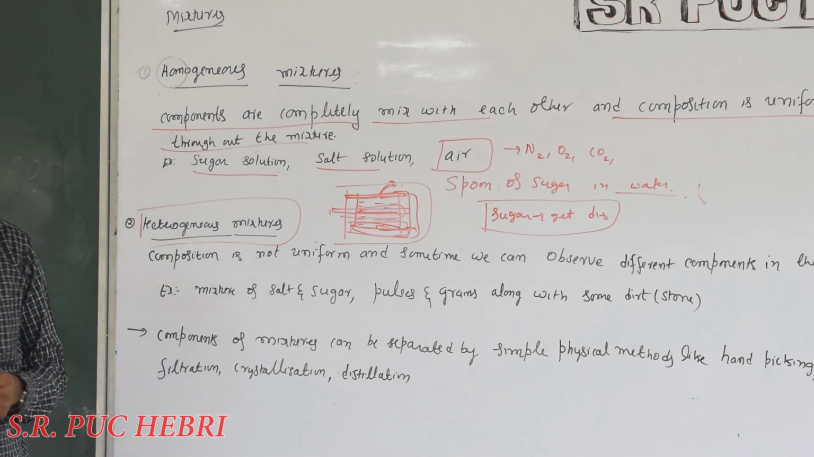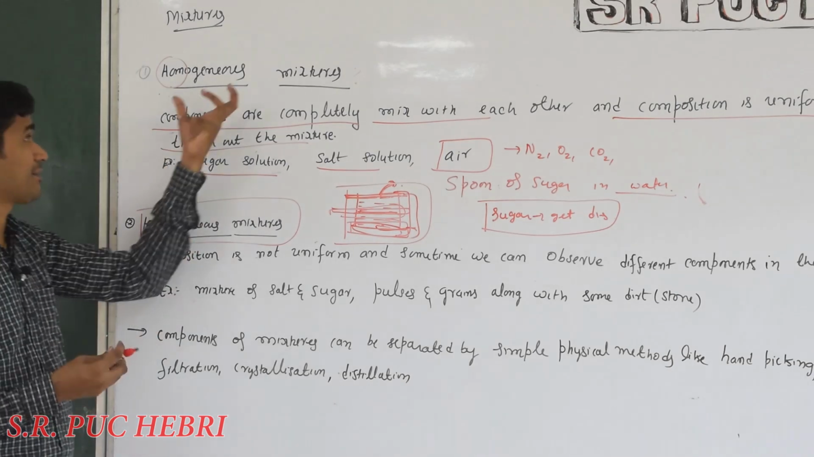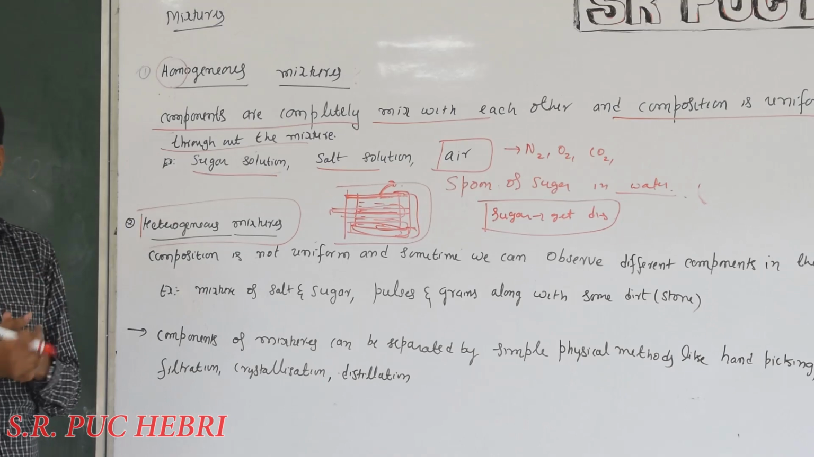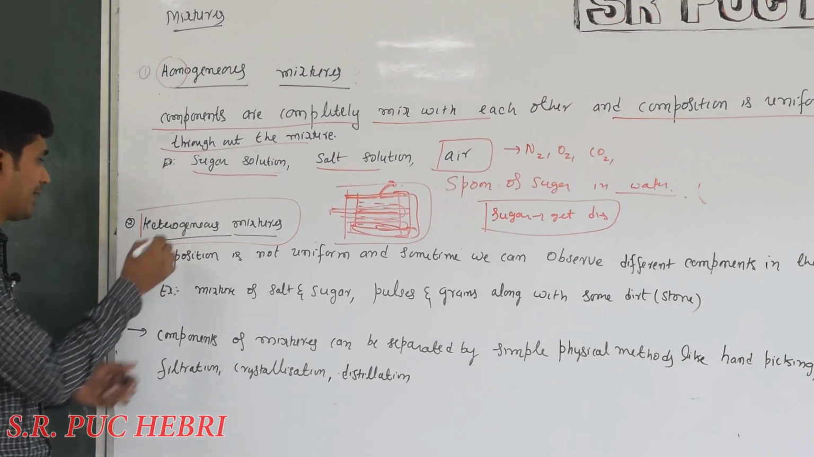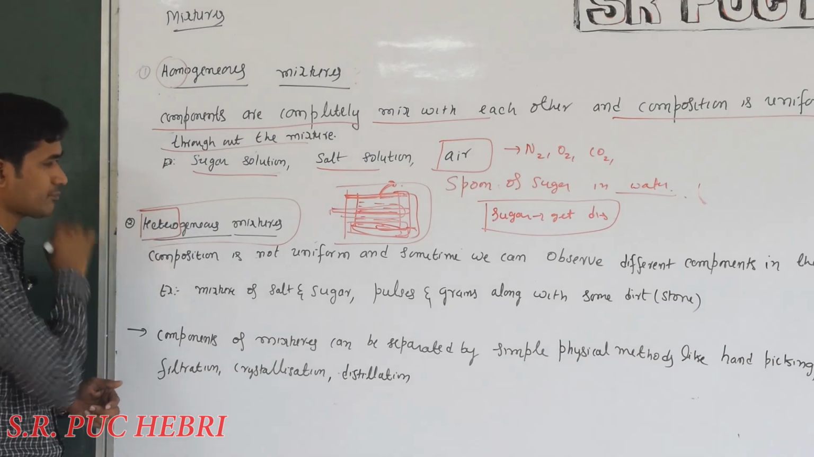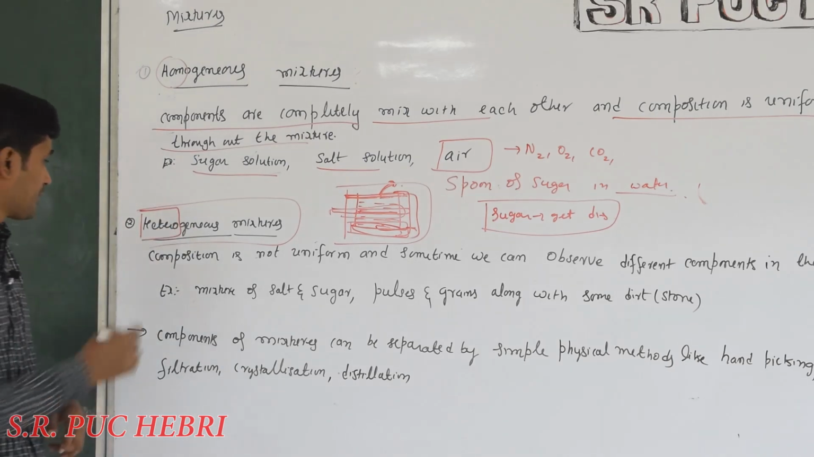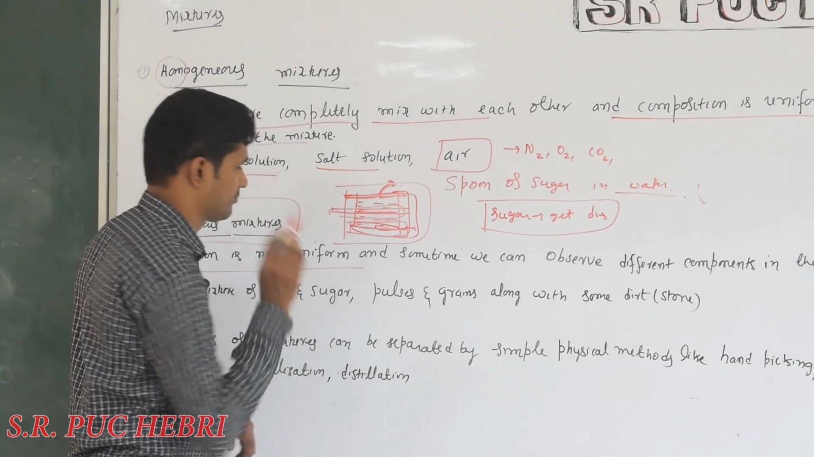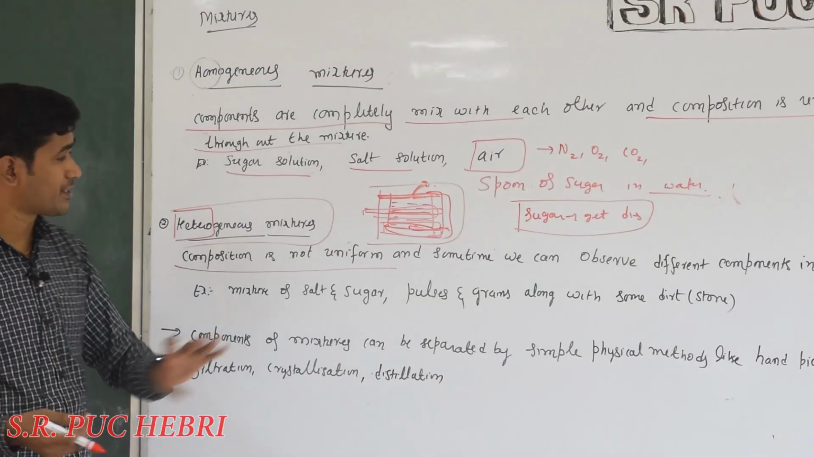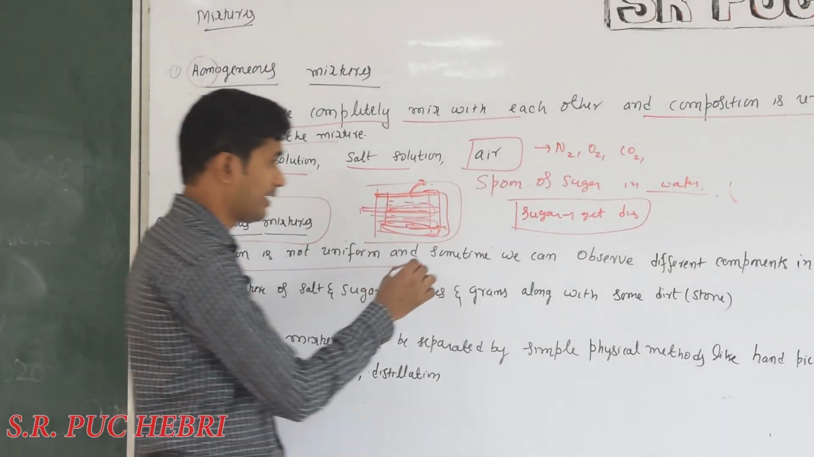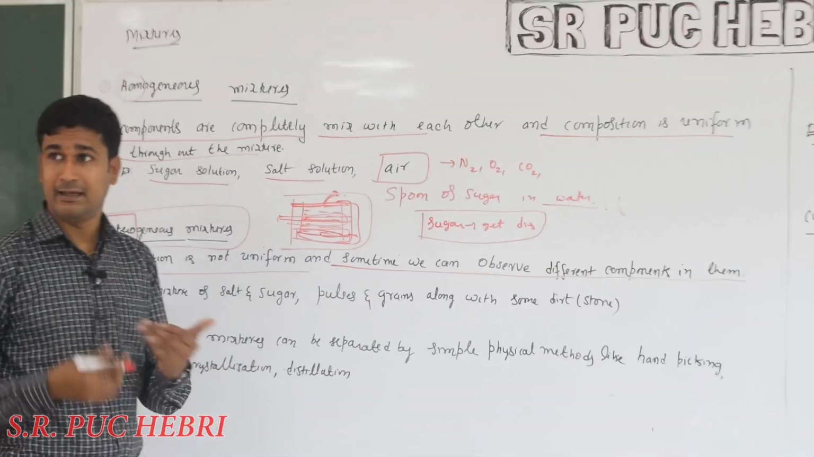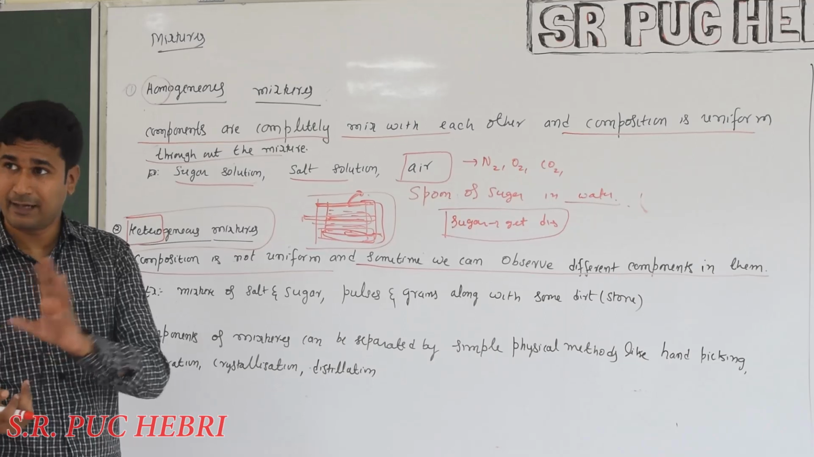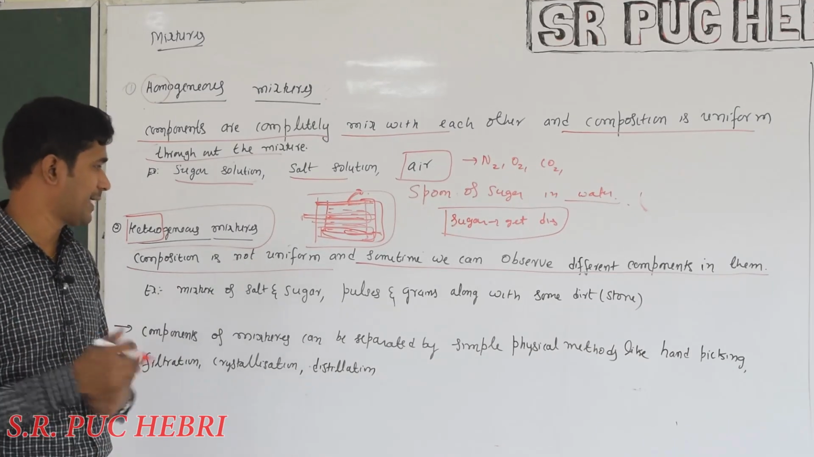Hetero means different, homo means same. The nature of the components should be the same once the solution is formed. Homo means same, hetero means different. Here the composition is not uniform. The composition of that mixture is not uniform, and sometimes we can observe different components in them. You can see more than one component and identify them separately. I will give you a simple example.